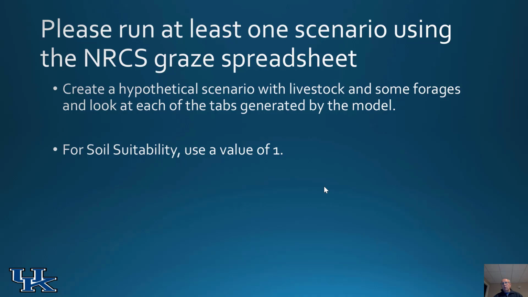So I'd like you to run at least one scenario using the NRCS Graze spreadsheet, create a hypothetical scenario with livestock, and we'll use cattle for this model, and some forages, and look at each of the tabs generated by the model, and for soil suitability, use a value of 1. You will also find in the lectures this week a short lecture on how to use the NRCS Graze module. This will be a discussion assignment, most likely, for this week in your Canvas shell.